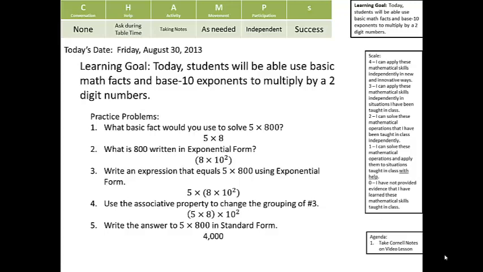We'd use the associative property to change the grouping, and so now we're going to multiply the 5 times the 8 first, and then when we get that answer, we're going to multiply it times the 10 to the second power. And then for number 5, we write the final answer in standard form, and we know that 5 times 8 is 40, and then 40 times 100 means we're going to add 2 zeros to 40, and that'll give us a final answer of 4,000.